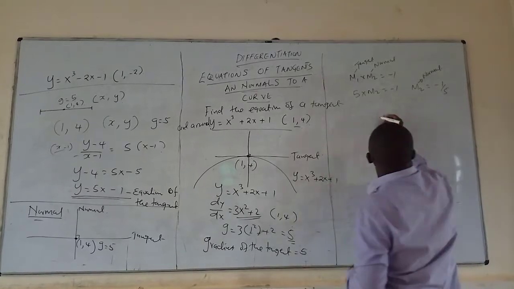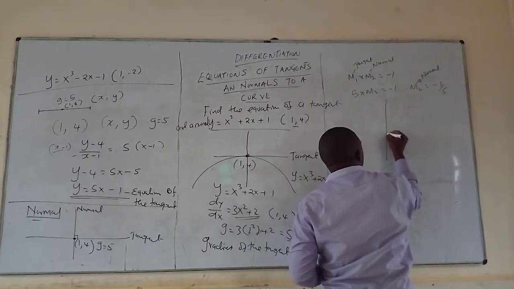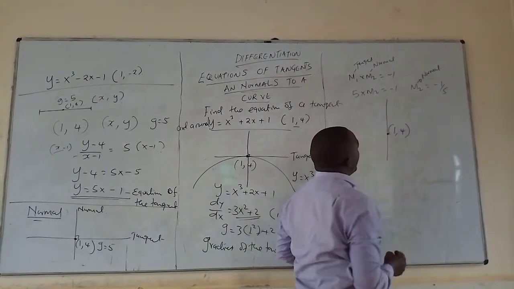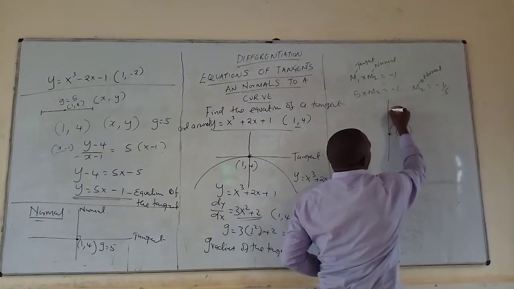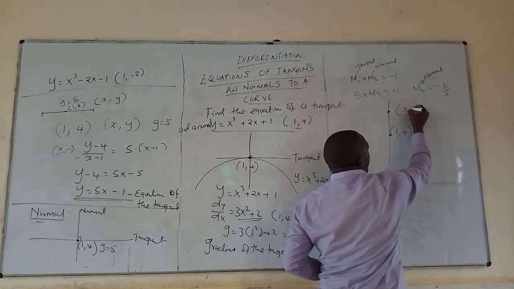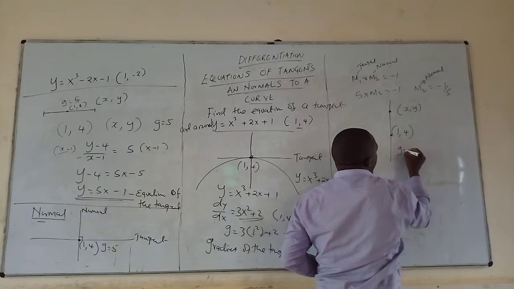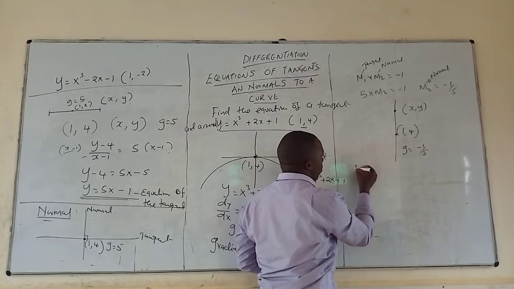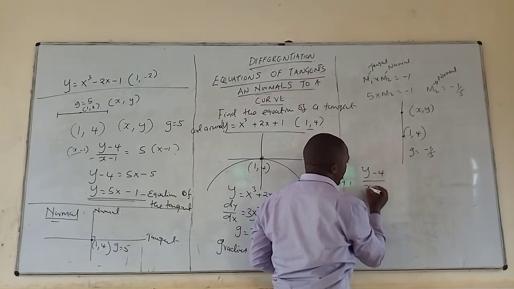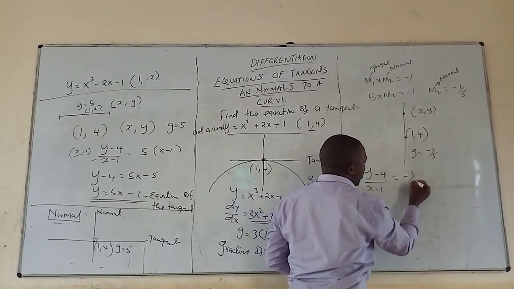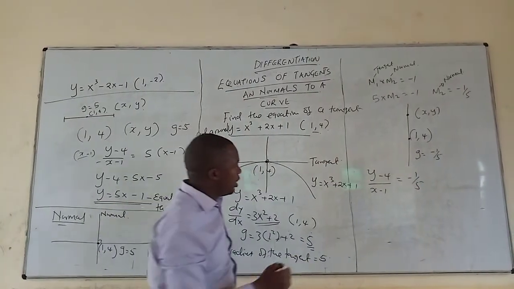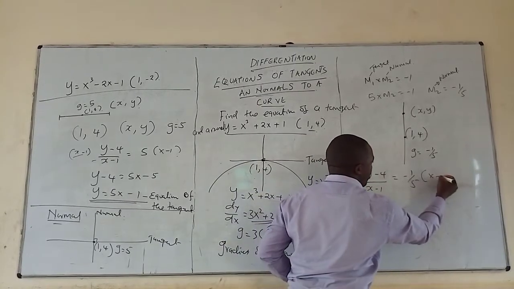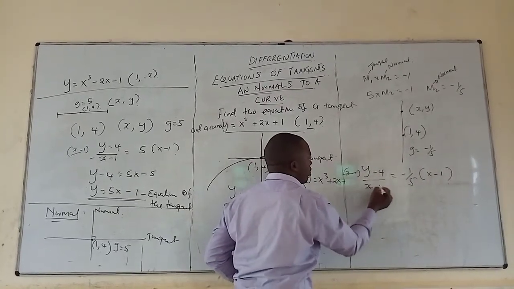So if I draw that normal again, you remember it is passing through a certain point, which is 1, 4, and then now the gradient, it's also passing through another point that I'm going to pick, x, y. The gradient of this, remember, is -1 over 5. So I'll say now y minus 4 over x minus 1 is equal to -1 over 5. Then I will multiply both sides by x minus 1, so that I can cancel this and that.